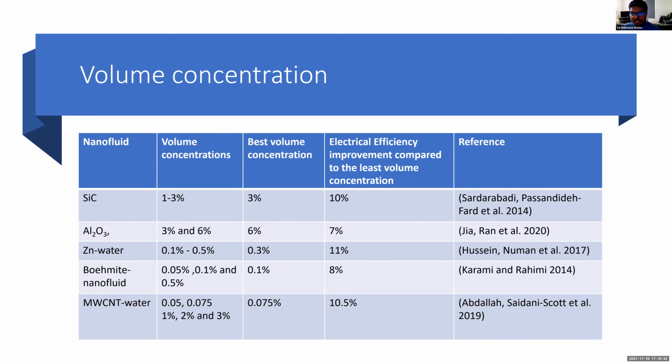The volume concentration actually defines the volume fraction of nanoparticles present in the total base fluid. As we can see, the results from Sardabadi and Jia say that with the increase in volume concentration, there is an increase in electrical output efficiency. This is because the increase in volume concentration obviously gives a high thermal conductivity and high heat transfer rate, so they perform better. However, contradictory studies were also proposed by Hussein, Karami, and Abdullah.